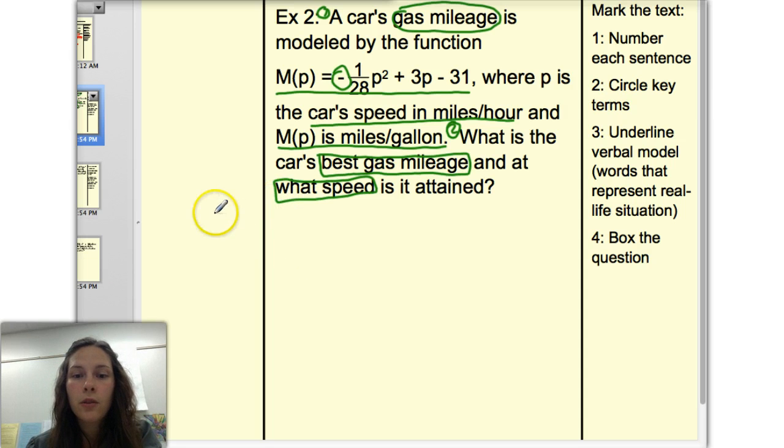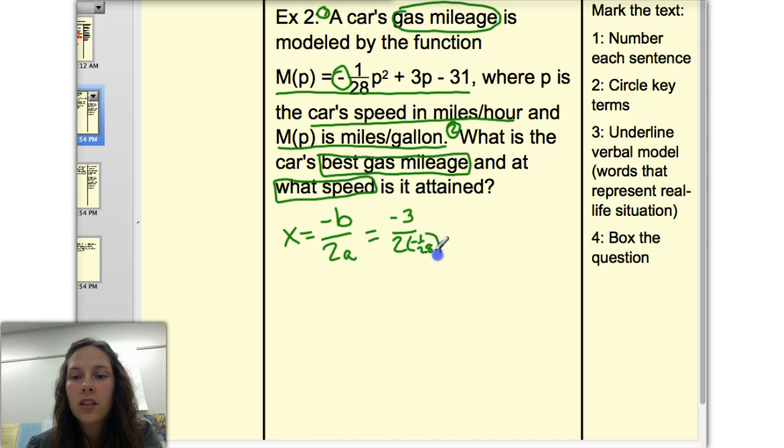Again, it's in standard form, so we're going to use that same formula. x equals the opposite of b over 2a. In this case, our b value is positive 3, so we're going to have negative 3 over 2 times our a value, which is negative 1/28.